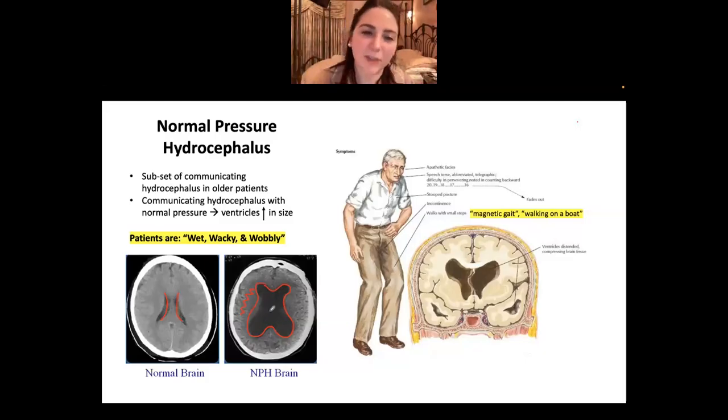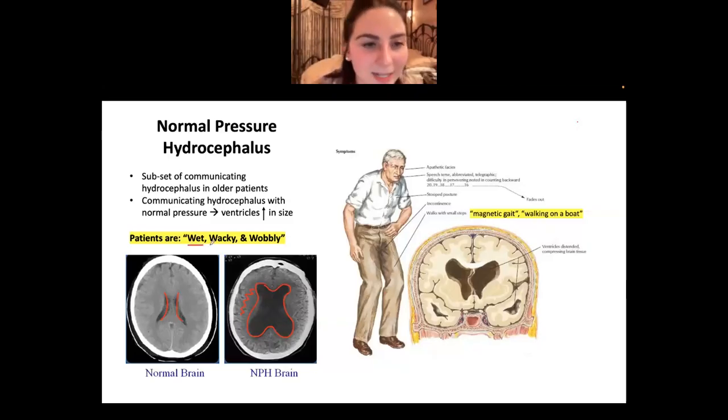So now it's not flowing as nicely. Technically the pressure in the head is normal, but you can still have hydrocephalus, because hydrocephalus, again, is just increased cerebrospinal fluid in the brain. So this is a subset of communicating because, again, nothing's blocked. The way you diagnose this is you do an X-ray or an MRI, and the ventricles are going to be increased in size.